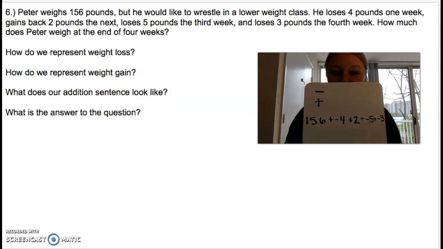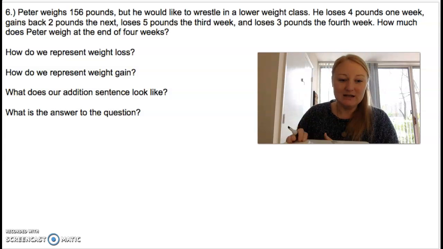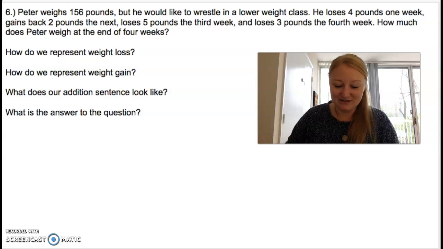So he starts at 156. He loses 4 pounds, so I did plus -4. He gains 2 pounds, so plus 2. He loses 5 pounds, plus -5, and loses 3 pounds, plus -3. Now I need to go ahead and solve this. So with addition and subtraction, we know order of operations, and the order of operations says that addition and subtraction go in order from left to right.